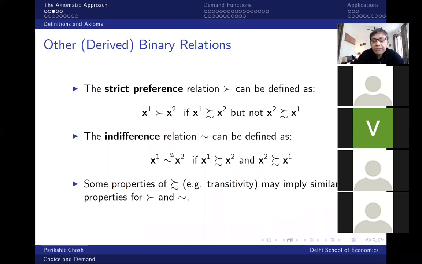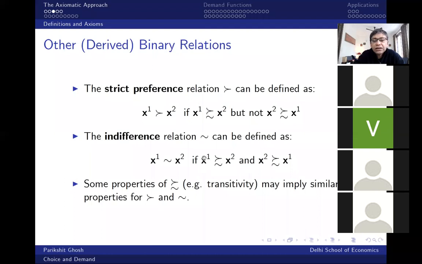So we will place our axioms not on either of these. We'll place our axioms on the weak preference, the weak inequality symbol, right? But every axiom on the weak inequality, the weak preference, will have implications for these other preference relations, okay? Some of the properties may carry over. So in one of the problem set exercises, you have to do careful proofs of that.